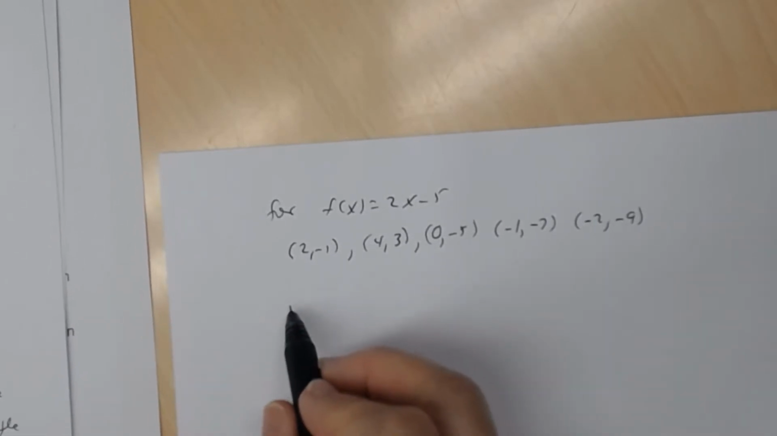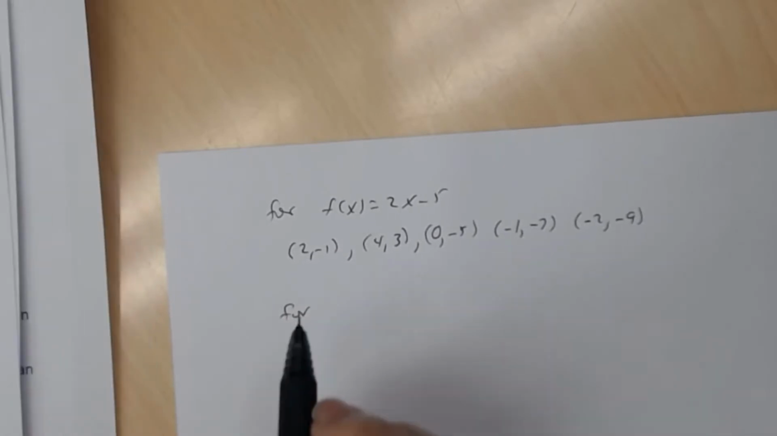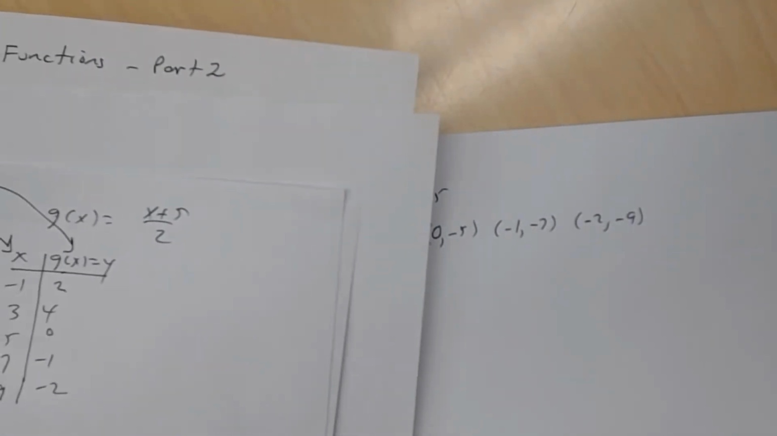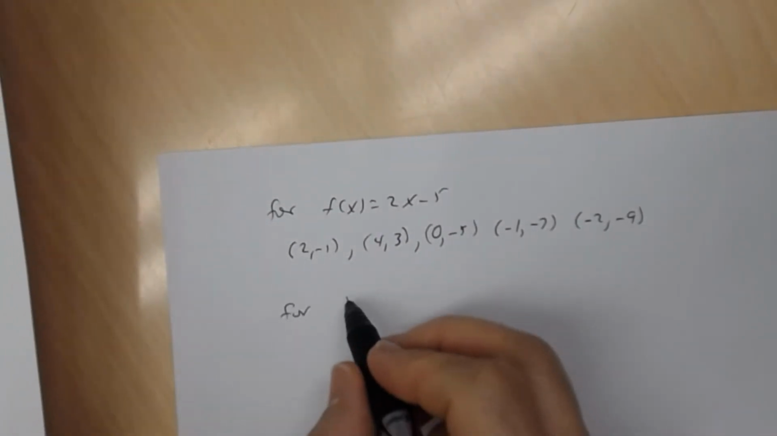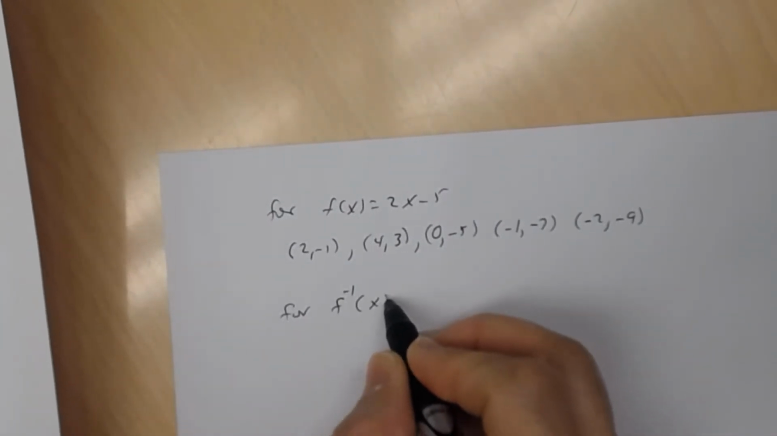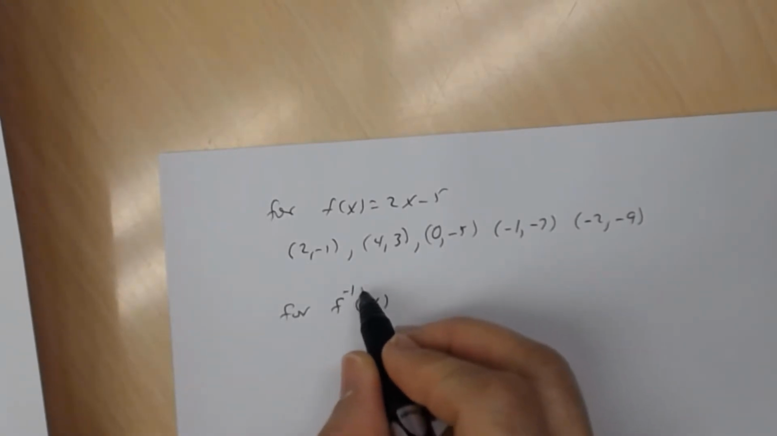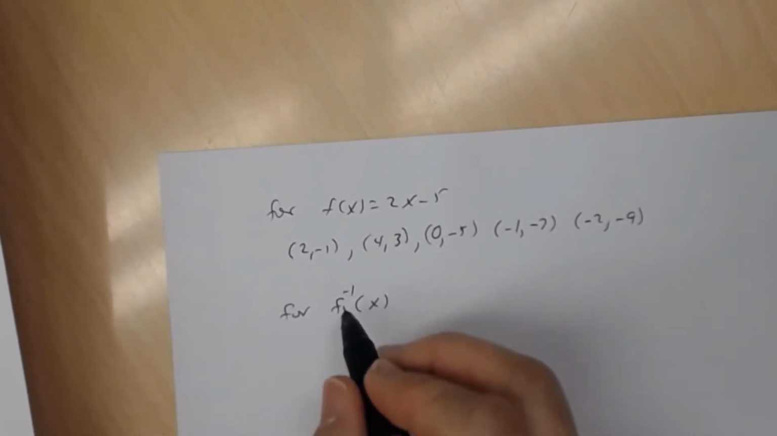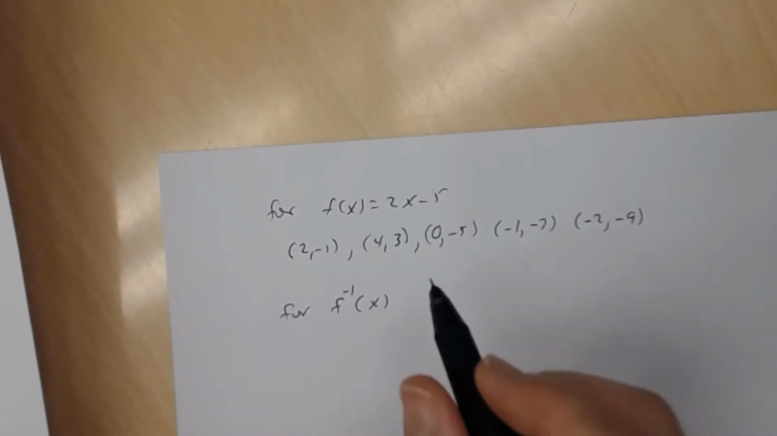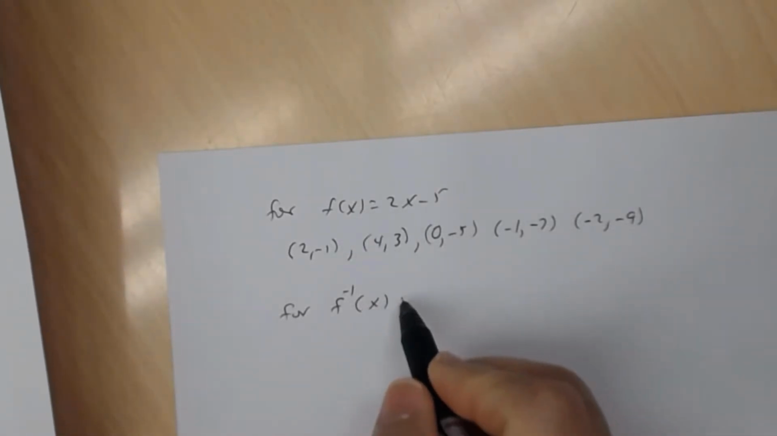Okay? For the inverse, now we remember the notation. We looked at notation. So instead of using g of x, now I'm going to use f inverse of x. So remember, this -1 does not mean an exponent. That means f inverse of x. That's how you read it, f inverse of x. So the inverse of f is this.